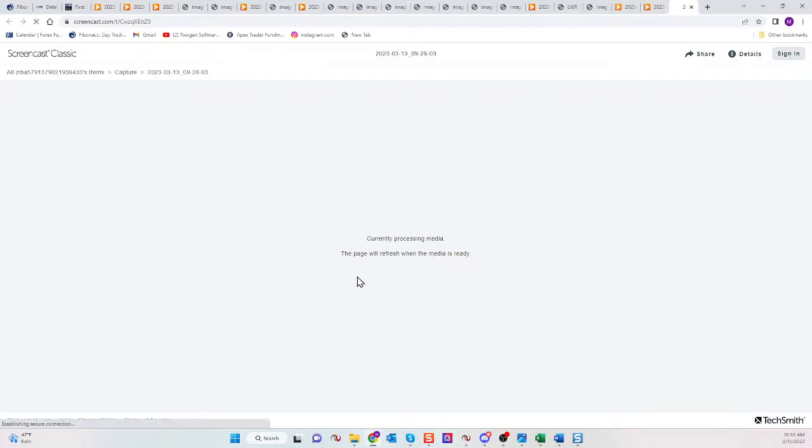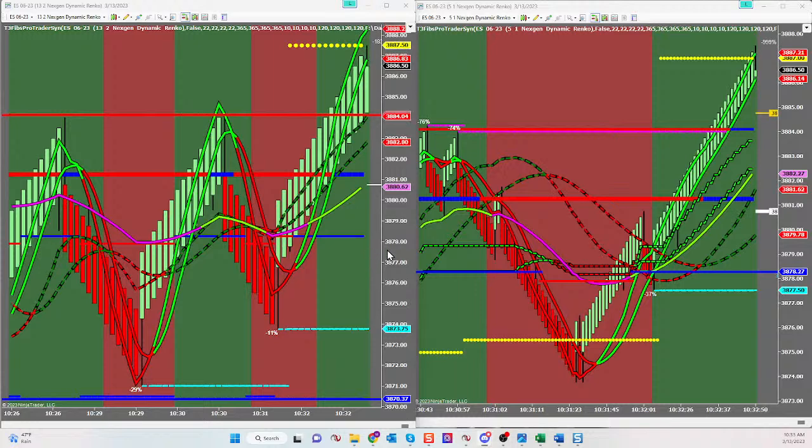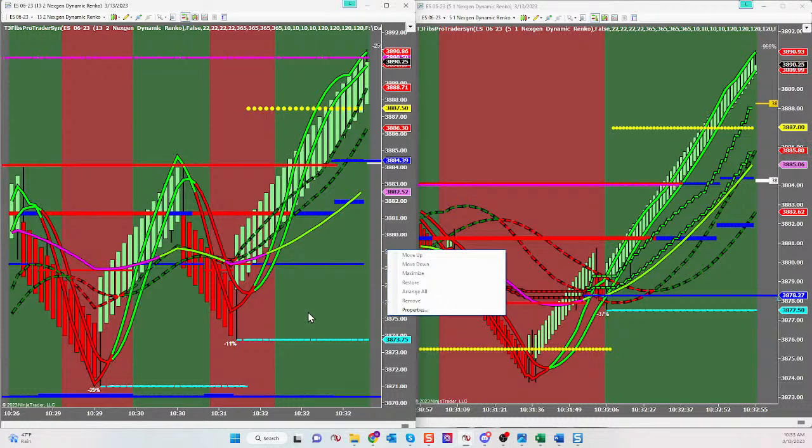Zeba, let's see what you got. Zeba, right click in the gray area, and it'll say properties. And when you get to properties, put show P&L. I don't have NinjaTrader 8 up to do it, but if you right click in the gray area, there's a properties tab.